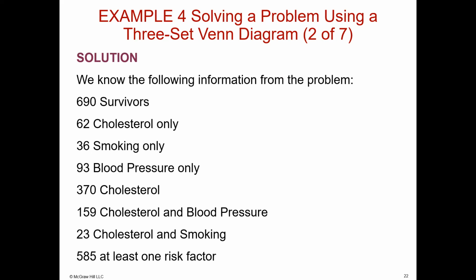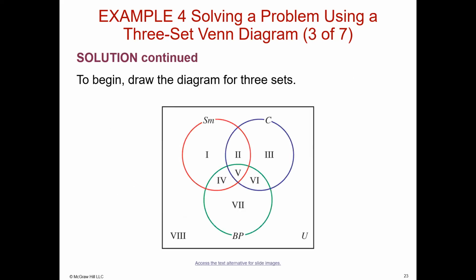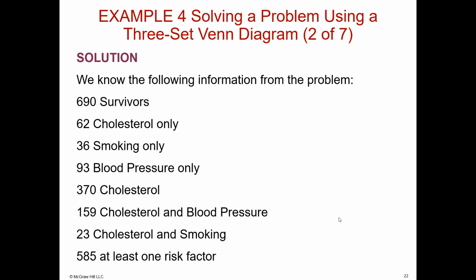And this is a lot nicer now because it cuts out a lot of those extraneous words, and we can cut to the chase and begin to see what we're confronted with, right? Now we're going to have 3 circles: C for cholesterol, SM for smoking, BP for high blood pressure. And we've got the regions labeled here. Now we're going to work from bottom up.